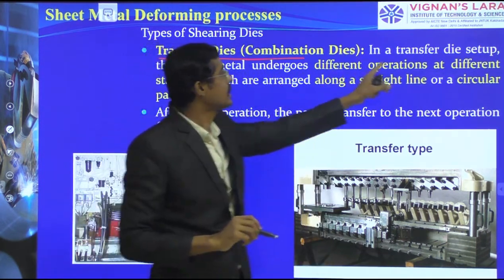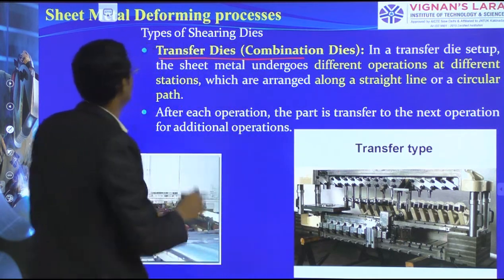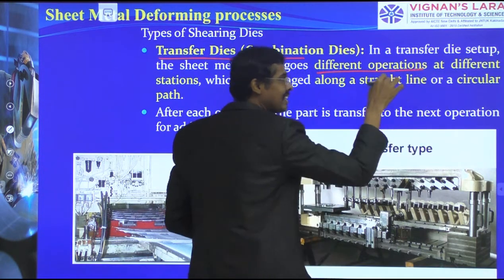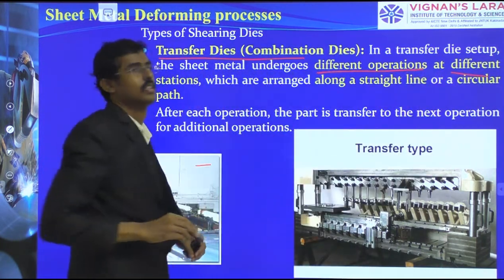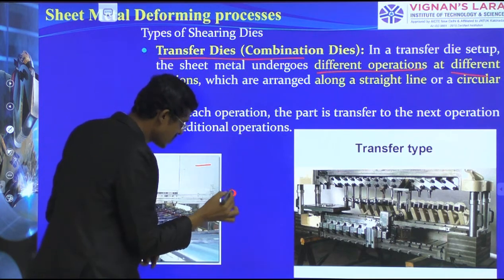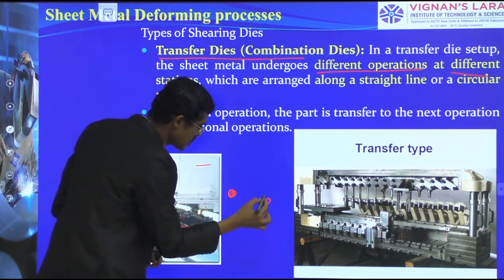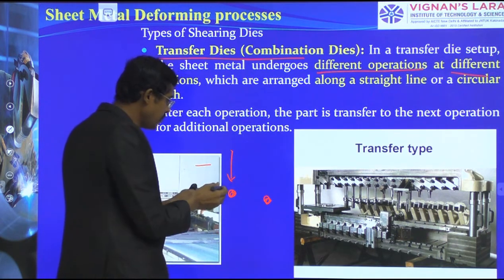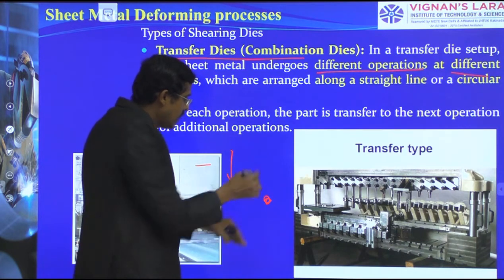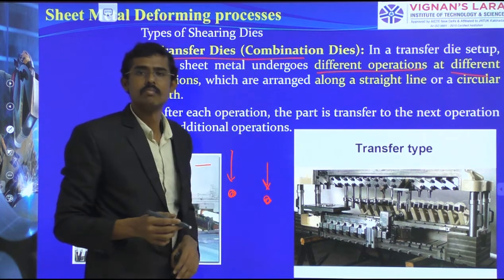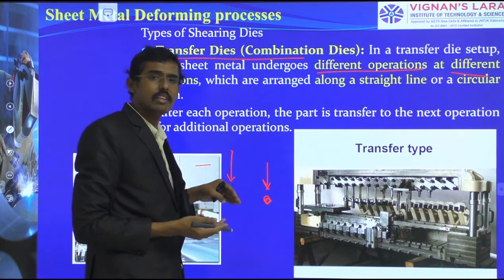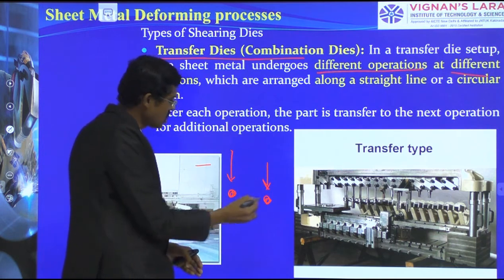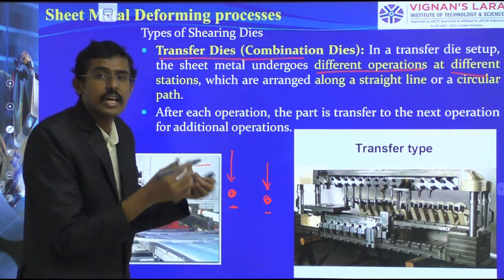You see, in transfer die setup, the sheet metal undergoes different operations at different stations. This is one station and this is another station, and here we are going to do one operation. The same strip has been moved here, and again we are doing another operation. In this way the operation extends itself, transferring from one station to another to perform the task.